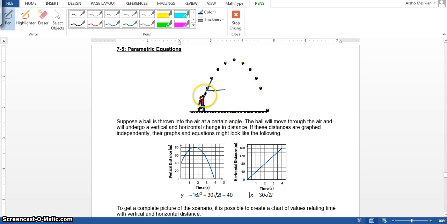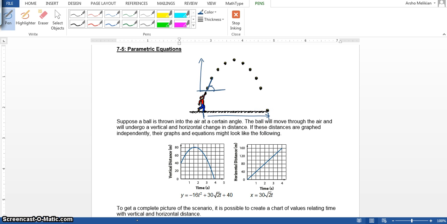Okay? So for example, if the ball starts out here, at the end of a certain number of seconds, horizontally, it would have moved from this position to this position. Vertically, it's the same. It starts here, it goes up, and then it'll eventually come back down all the way to the ground.